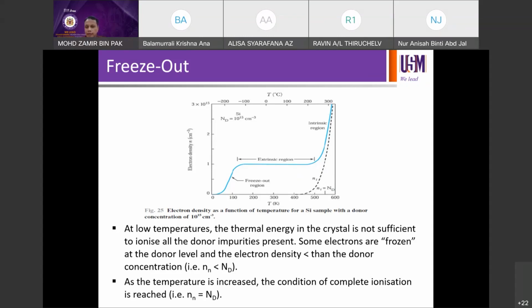So can you recall the second way that we can do in order to reverse the polarity or to convert your extrinsic to intrinsic? What is the second way to do that? Anyone?